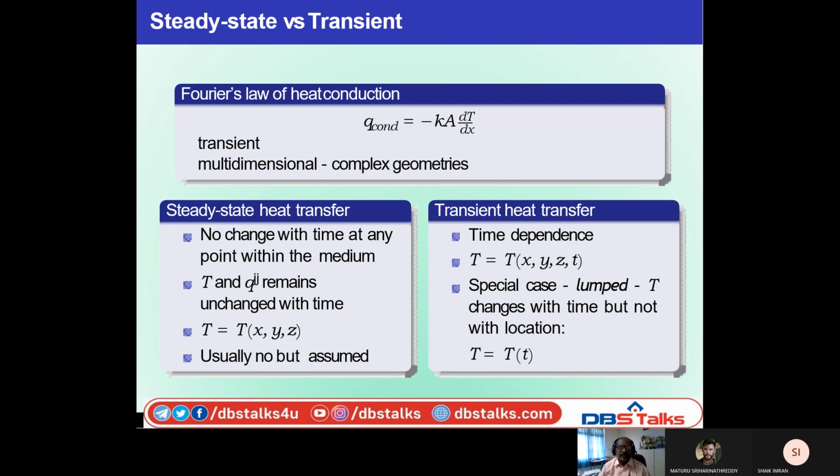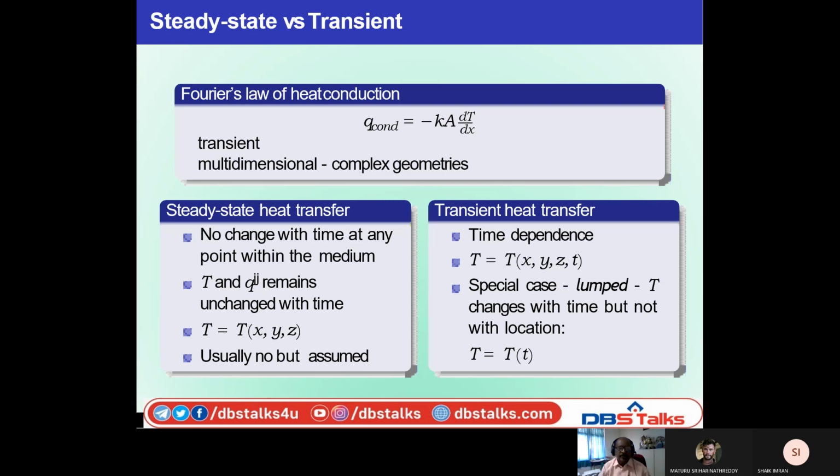In heat transfer, there are two types: one is steady state heat transfer and another one is transient, which is called unsteady state heat transfer. For the same conductive heat transfer, we have to discuss how heat is transferred in steady state and how heat is transferred in unsteady state or transient heat transfer. In case of steady state, there is no change with time at any point within any medium. Irrespective of time, heat transfer is the same.